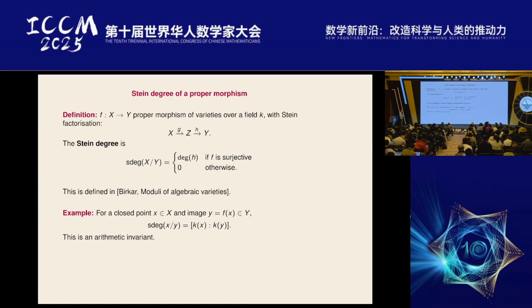So I'm not looking at the Stein degree of the whole space over the base. I'm just looking at a different Stein degree. Then this Stein degree is precisely the arithmetic degree, or in other words, the degree of the residue field of x over the residue field of y. And this is a very basic and important invariant in arithmetic geometry. It essentially measures how complicated or how far the arithmetic of these two points are from each other.